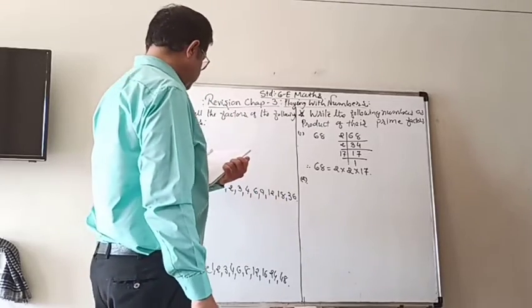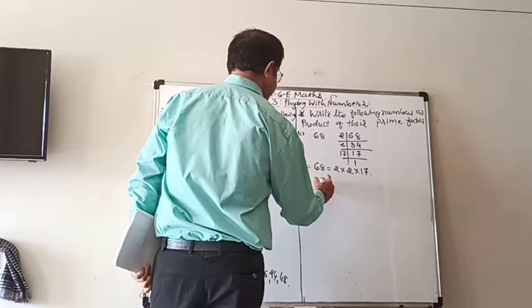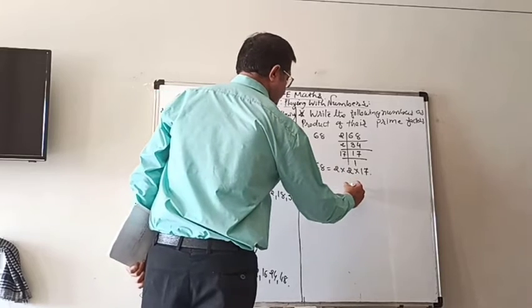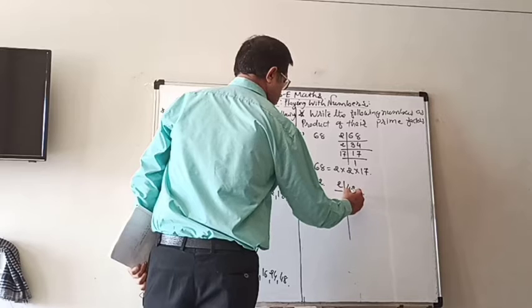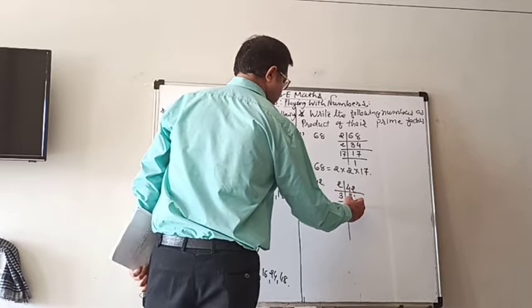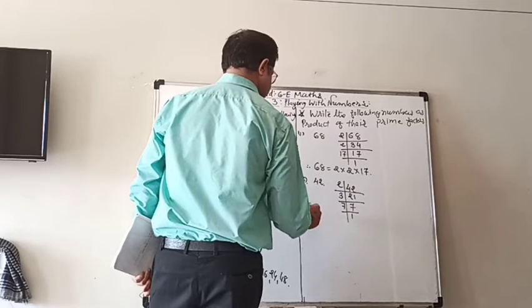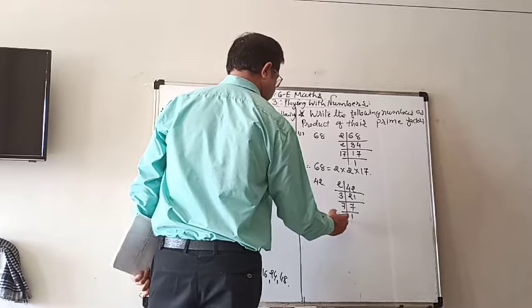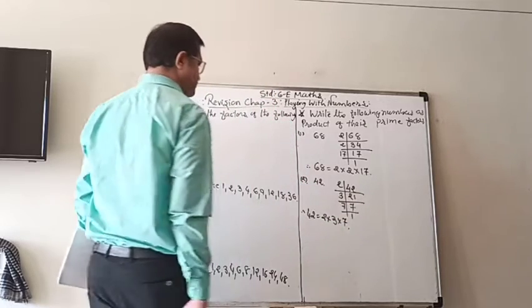Second number we can take is 42. So now 42, 21 twos are 42, 3 sevens are 21, and 7 ones are 7. Therefore 42 is equal to 2 multiplied by 3 multiplied by 7.